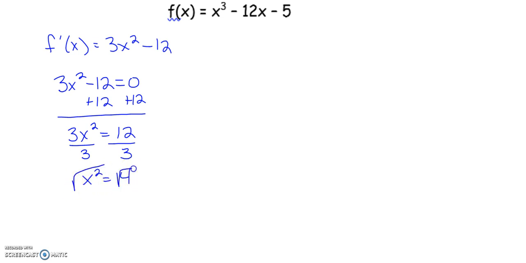Please be careful on this next step. You're going to take the square root of both sides, but please remember that exponent does say we have two different answers. So it is plus or minus 2. So what we're going to do is make a number line. Please put the numbers in order, because if you do not, you will not get your correct answer.